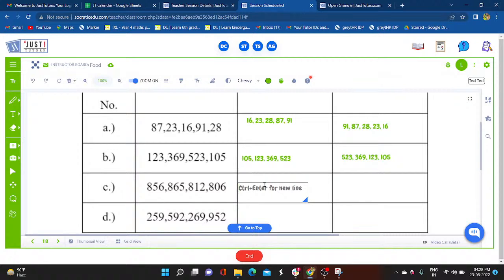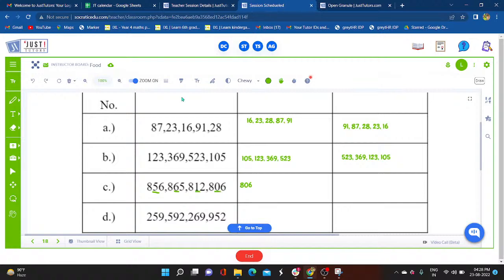The smallest number would be 806. Can you see all the four numbers are beginning with 8? Now it is really hard to decide which number is the smallest, which number is the biggest. So what we would do, let's see. We would first see that 8 is the same, so leave the 8. We would look at the next digit. Can you see it's 5, 6, 1 and 0.